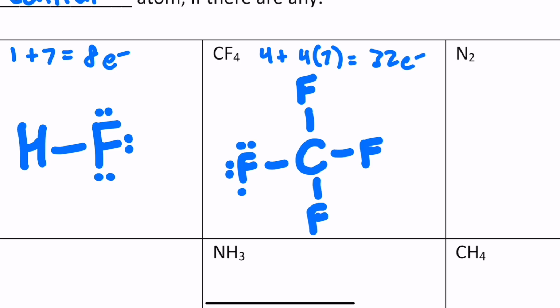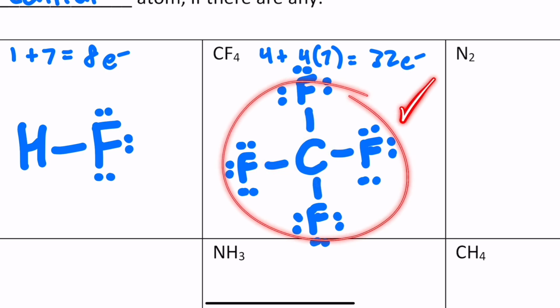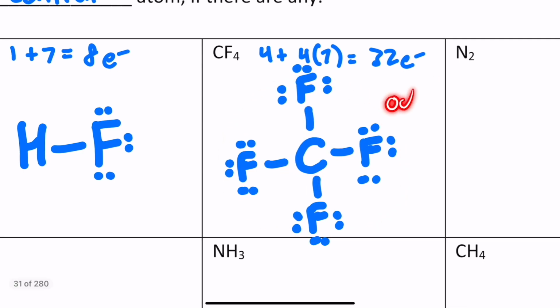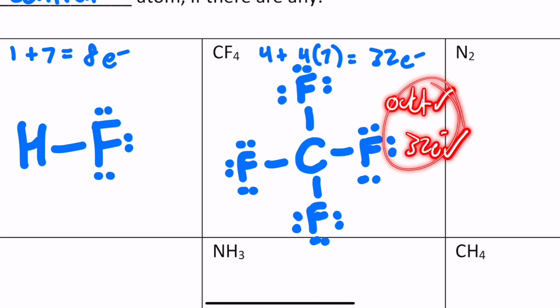There's 2, 4, 6 on each fluorine to satisfy the octet. Carbon's already good. He already has 2, 4, 6, 8 electrons. And if you check your count, that's 32 electrons. We've satisfied the octet and we've satisfied our electron count, and that's what you want to do in all of these compounds.